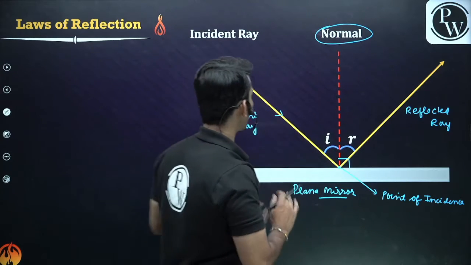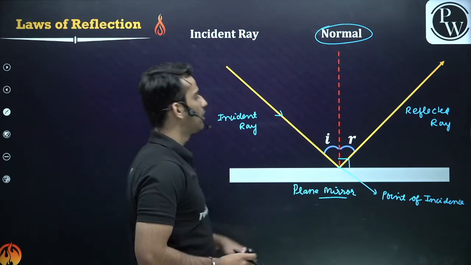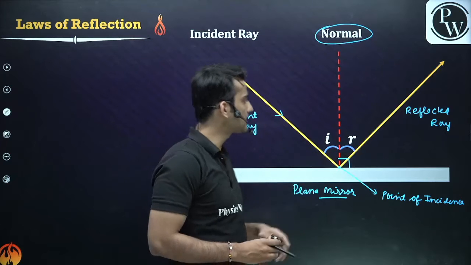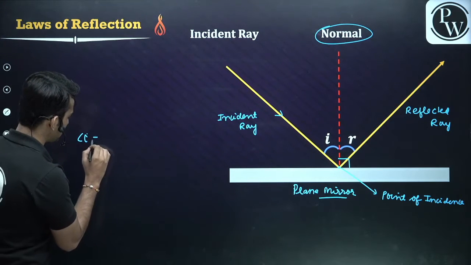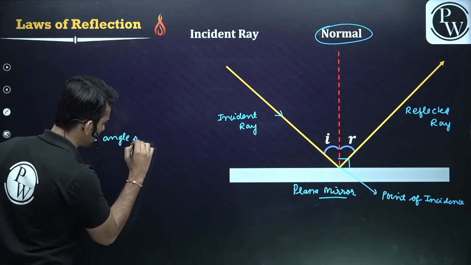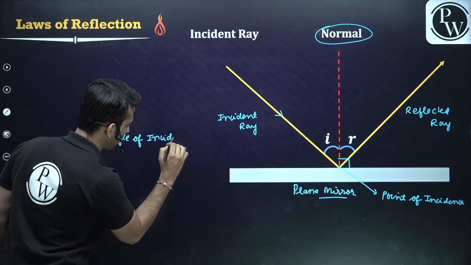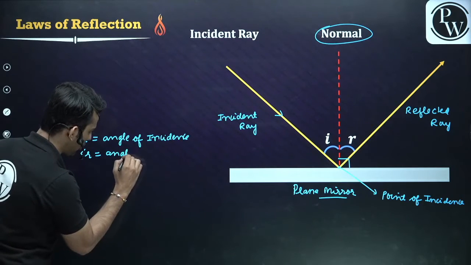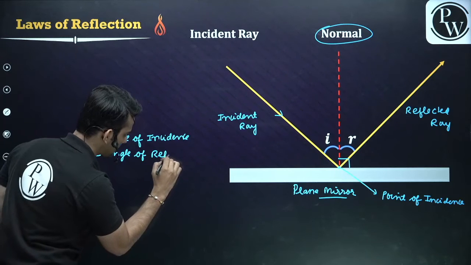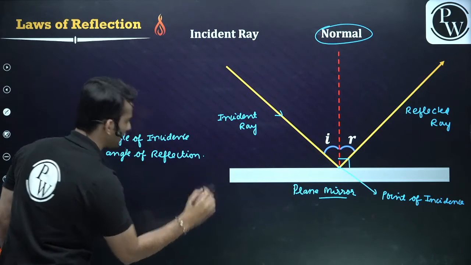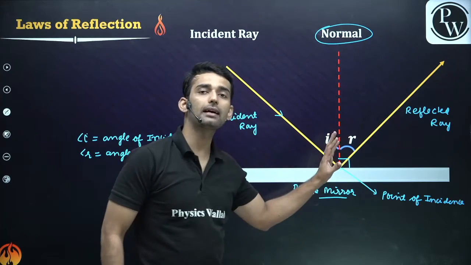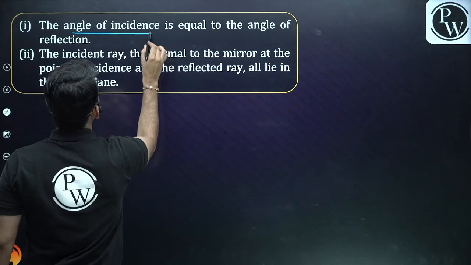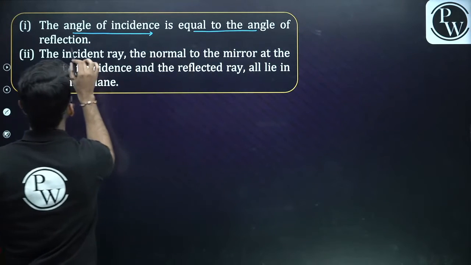So guys, what is the first law? First law states that this angle of incidence and angle of reflection. I is the angle of incidence, guys. Okay. What is R, guys? R is the angle of reflection. So basically these two angles are equal. This is our first law of reflection. It states that the angle of incidence is always equal to the angle of reflection.